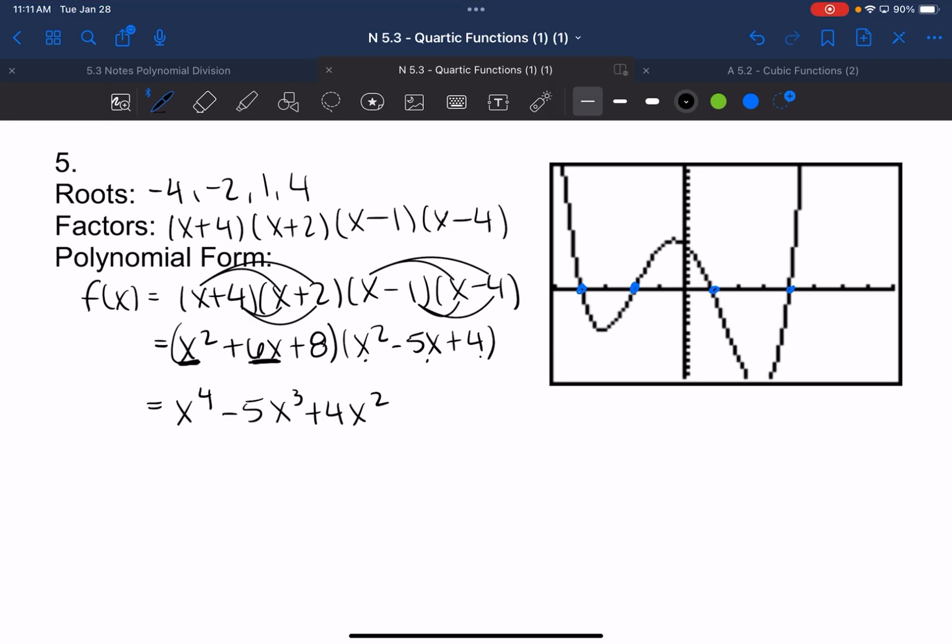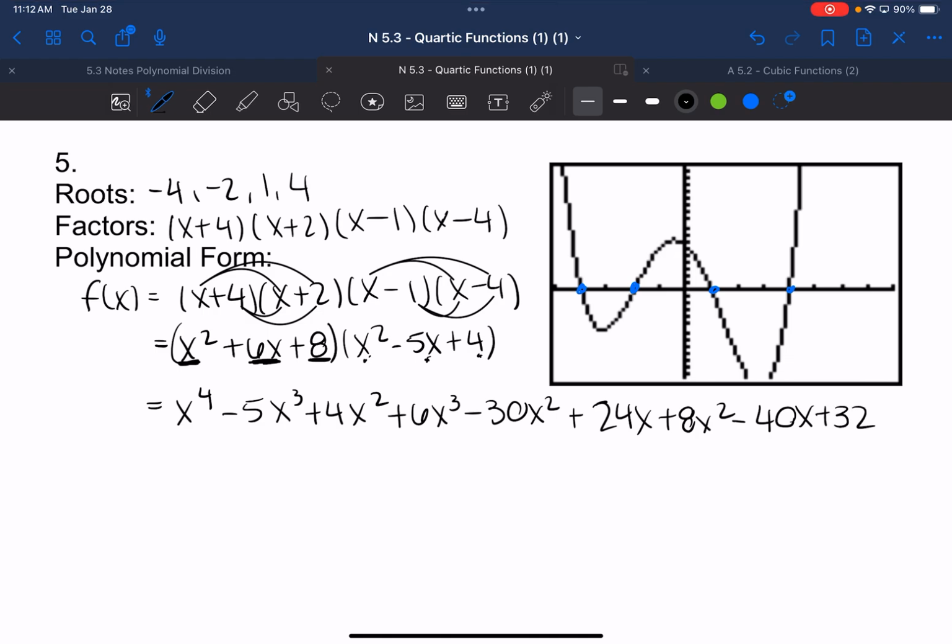Okay. Now I'm going to do the same, but with the 6x. I'm going to multiply the 6x by everything in that other parenthesis. So 6x times x squared. And 6x times negative 5x. Good. And 6x times 4. Yep, 24x. Okay. Now I'm going to use the 8. So 8 times x squared. Right? And 8 times negative 5x. Nice. And then lastly, 8 times 4. Nice.